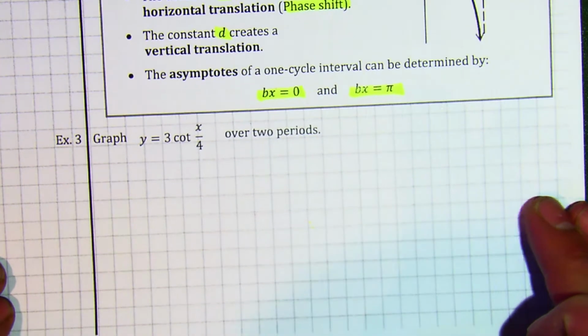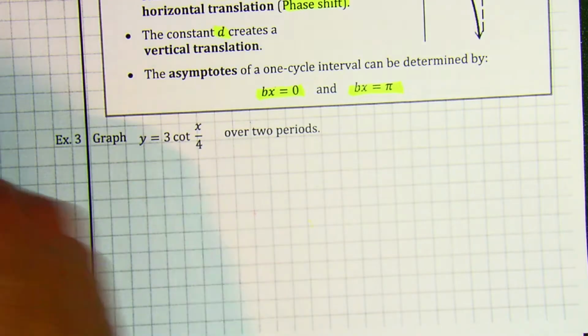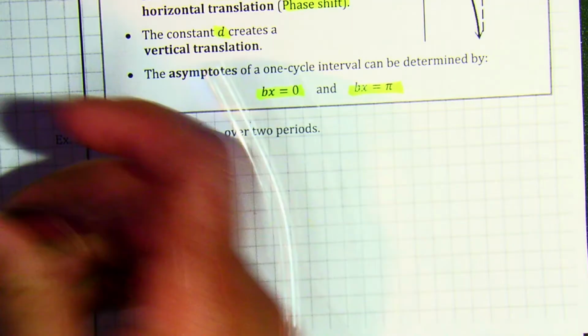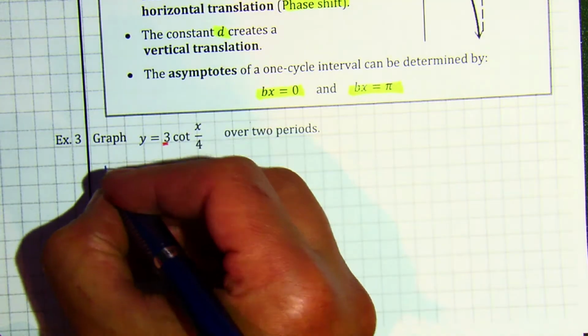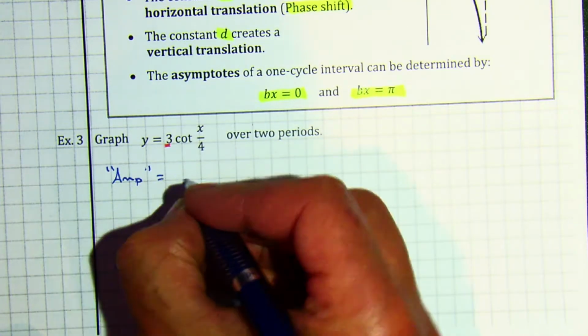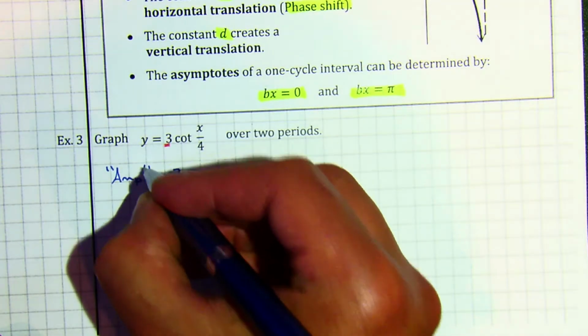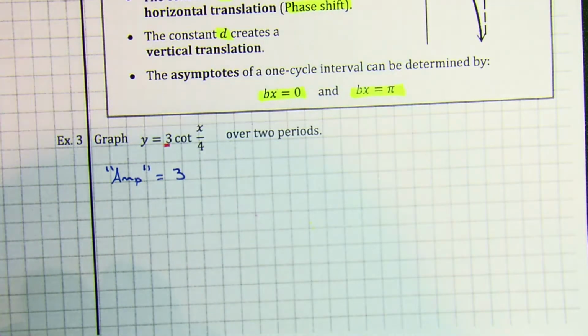Graph over 2 periods. First, your 3 is your amplitude. We're going to place it in quotation marks. It's not really called the amplitude, but we're going to use the same terminology as when we graph sine and cosine. It's 3. Remember, it's always going to be the absolute value.